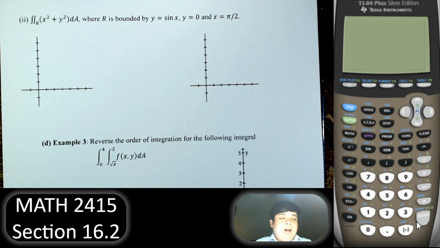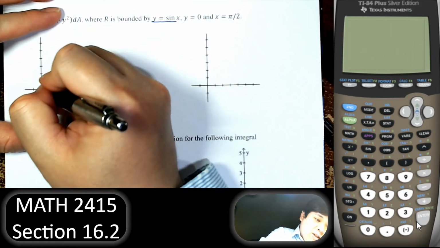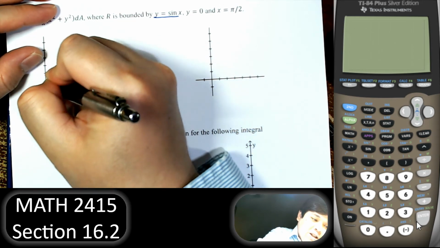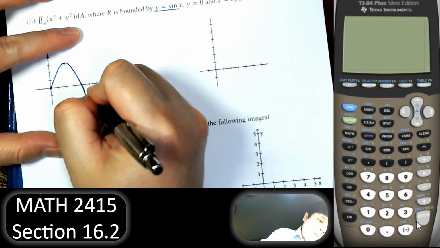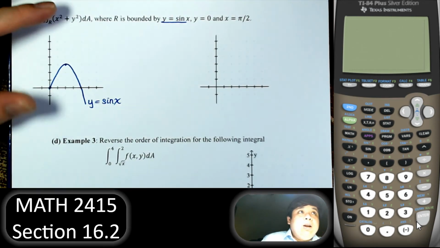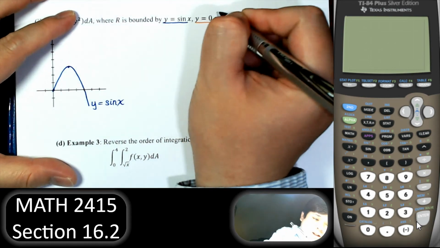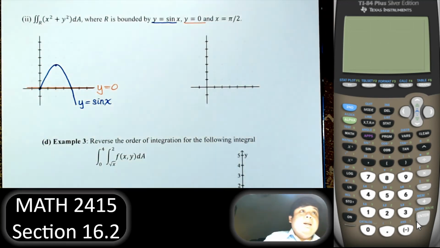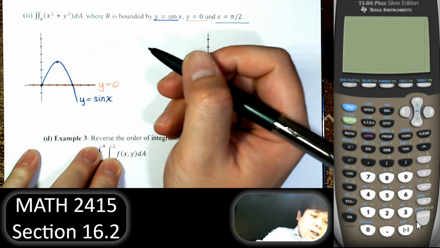Right, now do the same thing for this function. y equal to sine x, y equal to 0, and x equal to pi over 2. Right, y equal to sine x. I'm just going to draw in one quadrant. Y equal to 0, that is the x-axis. And then x equal to pi over 2. So we have the graph.